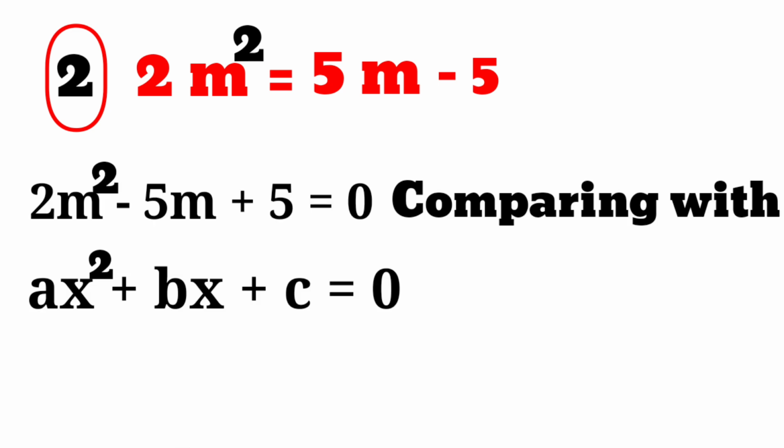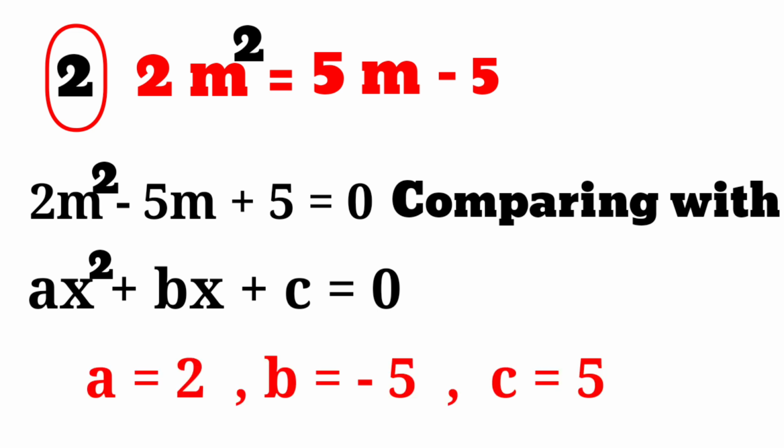2m square is equal to 5m minus 5. So, 2m square minus 5m plus 5 is equal to 0. Comparing with general form of ax square plus bx plus c is equal to 0.